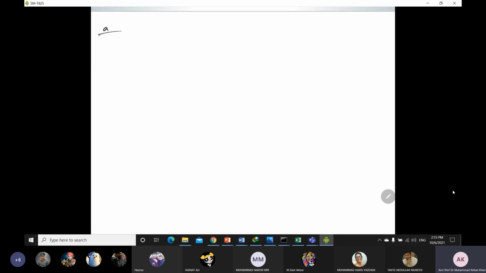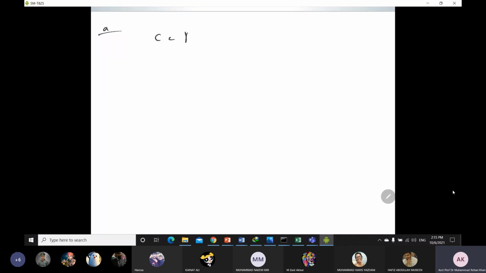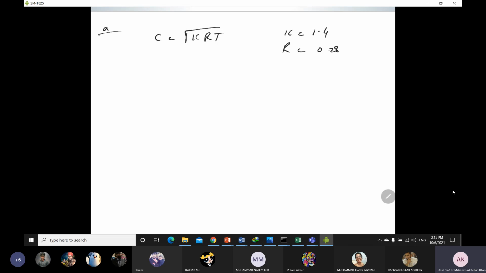Okay, so in part A, we have to find the speed of sound. So C is equal to the square root of kRT. A simple equation. The value of k for air you already know, 1.4. The gas constant for air is 0.287 kilojoule per kg Kelvin, and the temperature is mentioned in the question, which is 303 Kelvin. Simply put the values and you will get the speed of sound easily.